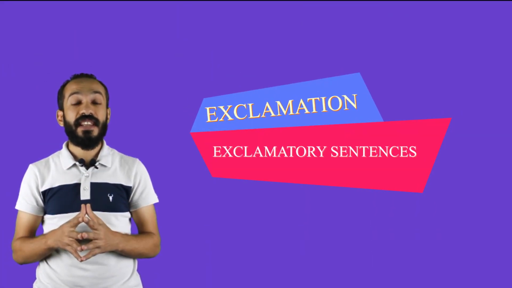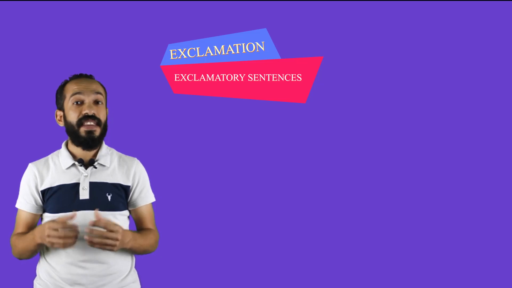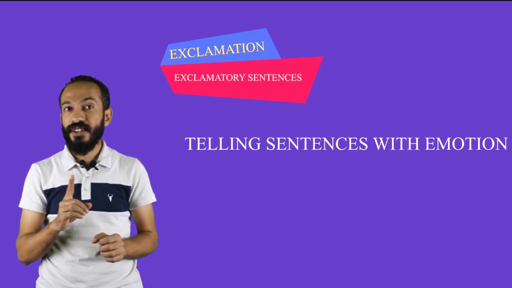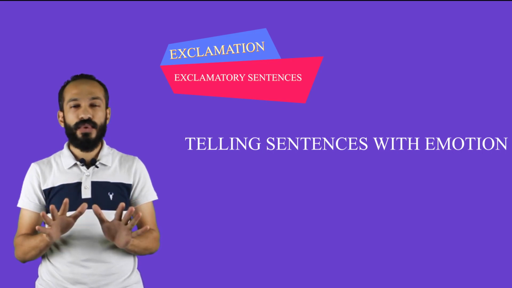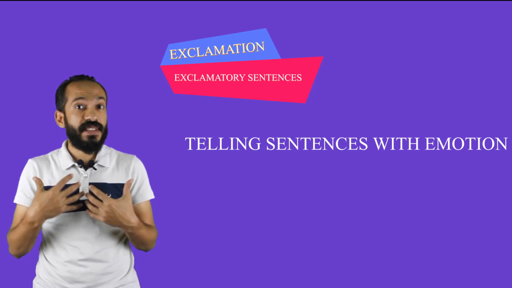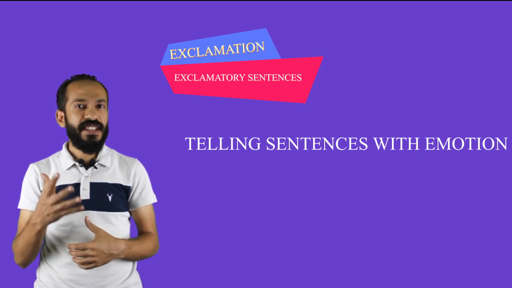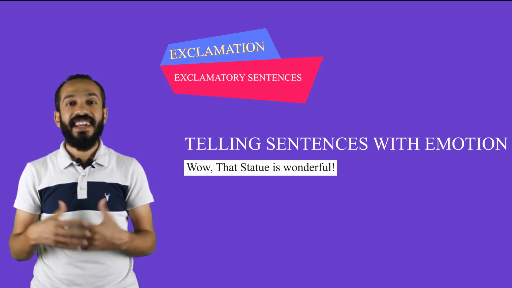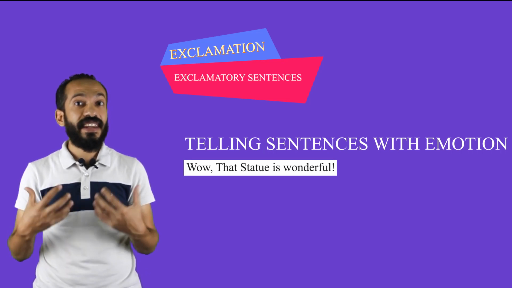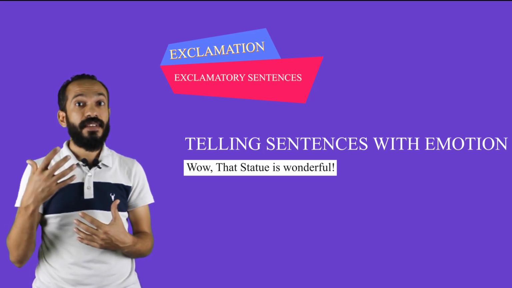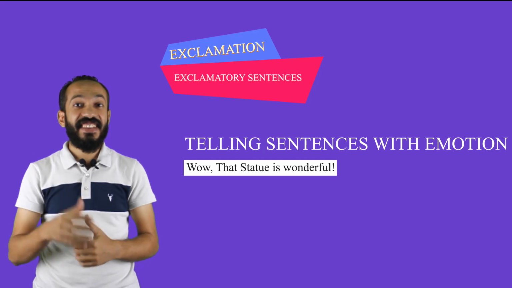The 4th type is the exclamation or the exclamatory sentences. The exclamatory sentences are basically telling sentences, but with extreme emotions or feelings, telling someone something while having a specific feeling towards that. Here's an example. Wow, that statue is wonderful. In this example, you can easily feel that I'm excited about that statue, and that's the emotion I have while saying that sentence. Here's another example.